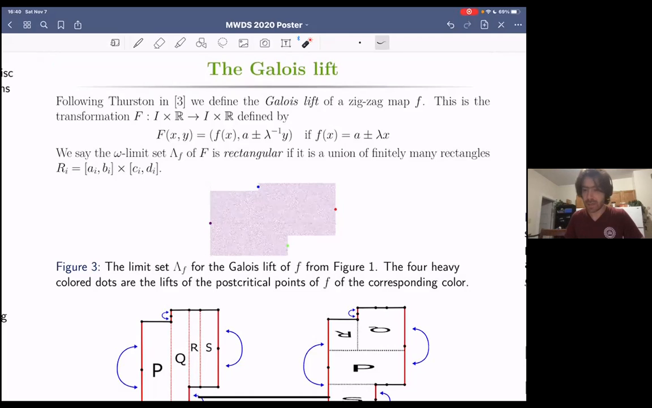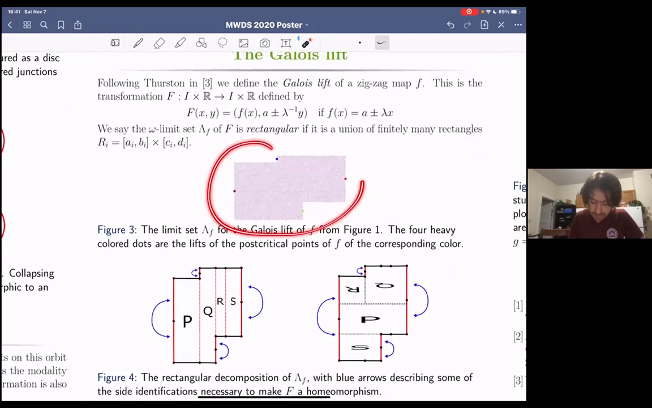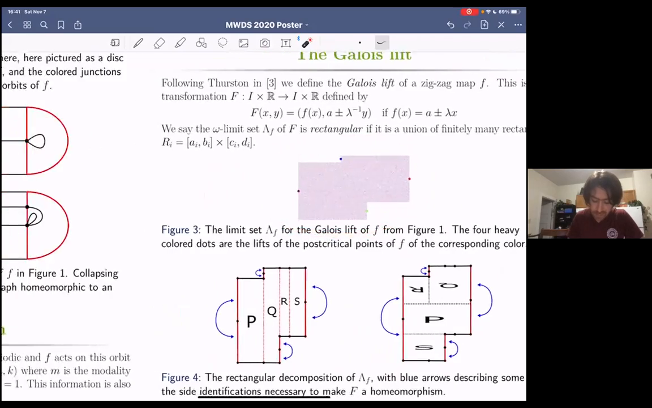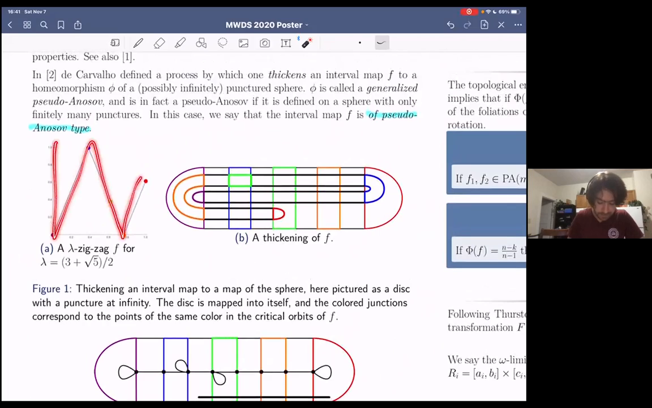Now this Galois lift is going to have an omega limit set. And we say that this limit set is rectangular if it is a union of finitely many rectangles. So here's a picture. You can cut this into finitely many rectangles. And in this case, this limit set is the limit set for the Galois lift of our zigzag map from example 1.